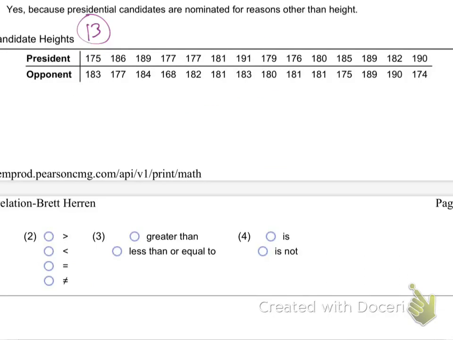Okay, so number 13. Presidents and their opponents. Basically, the question is, is there a linear relationship between the heights? Do people running for president, if they're tall, their opponent is tall, and if they're shorter, their opponent is shorter? Is there some kind of relationship? The media sometimes talks about that. It seems kind of dumb to me. But is there a linear relationship between a presidential candidate's height and his or her main opponent's height?